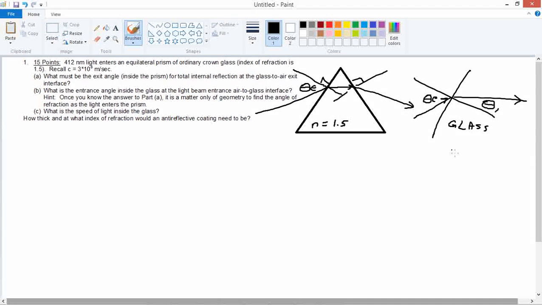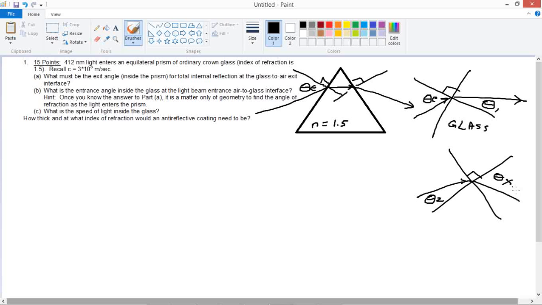And on the other side, it's coming out. I'm just drawing the two crosses just to give us a normal. It's coming in like so, and this is theta 2, and then we're going to get theta 3. Let's see, theta x for exit. Okay.